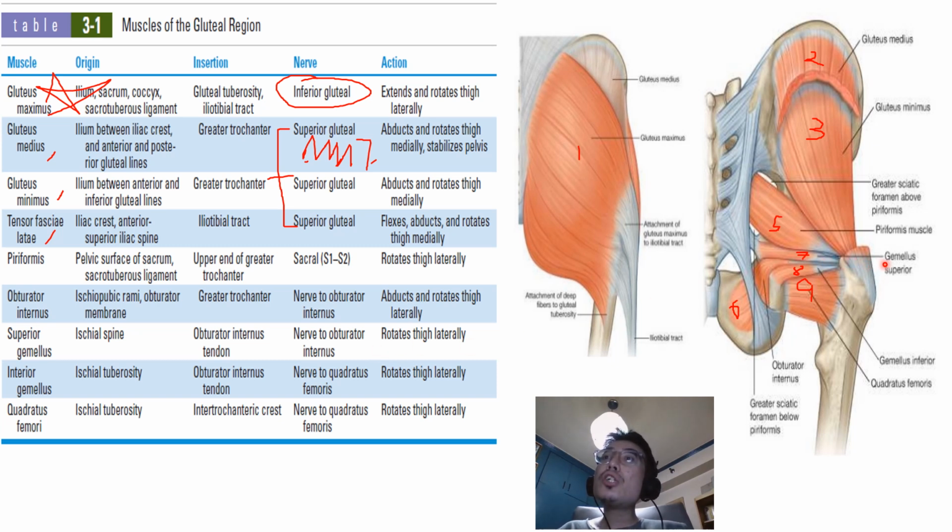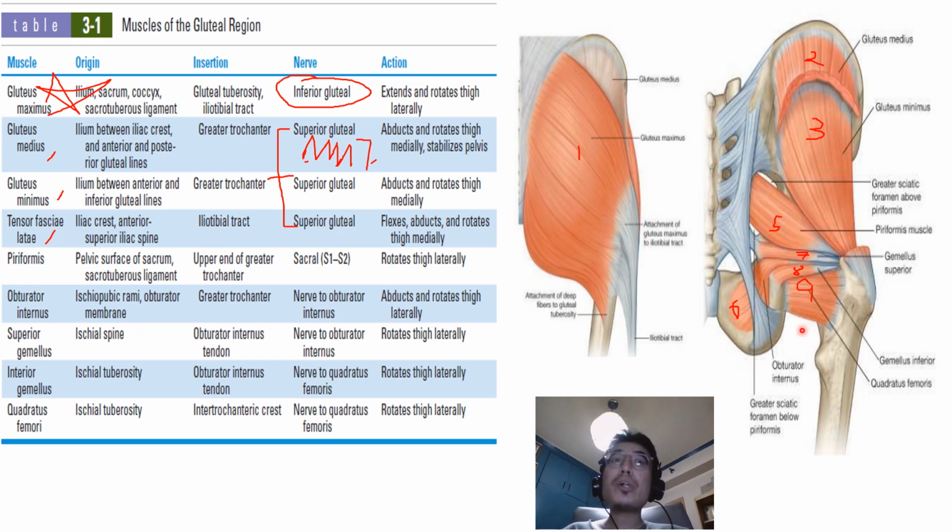Below the gemellus superior is, of course, the gemellus inferior or the inferior gemellus. It has its origin from the ischial tuberosity and it also inserts into the obturator internus tendon. It is innervated by the nerve to the quadratus femoris, more on that later on, and it acts to rotate the thigh laterally.